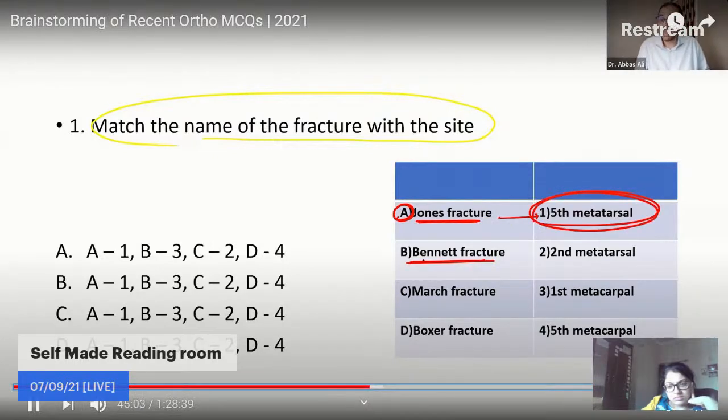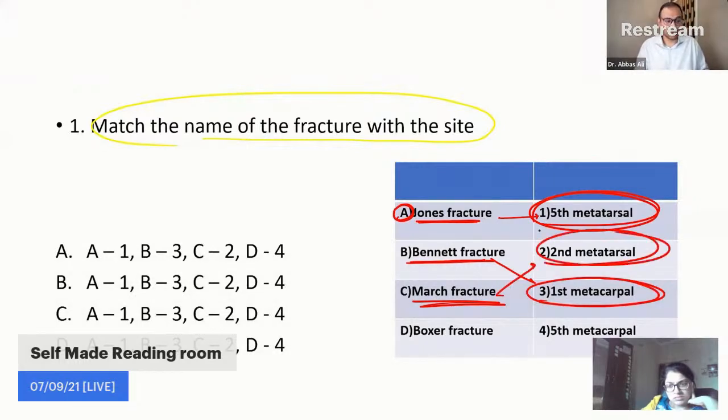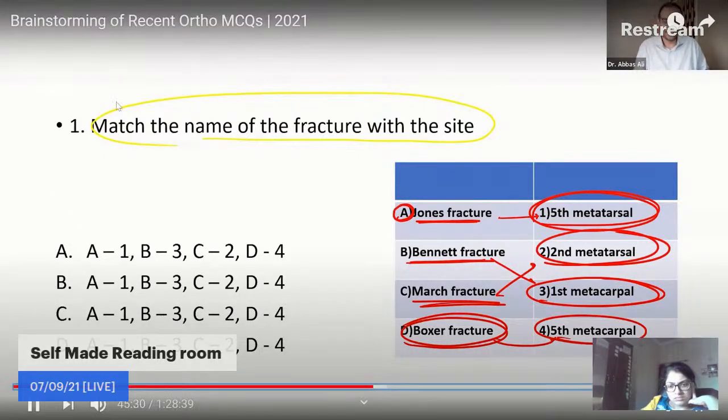Bennett and Rolando, all of you know Bennett and Rolando, both of them are the fractures of the base of the first metacarpal. So it goes to the first metacarpal. March fracture, stress fracture of the second metatarsal. Neck more than shaft. Yes. Boxer's fracture, fifth metacarpal fracture. Intraarticular, extraarticular. Yes. Okay, all of you are still with me.